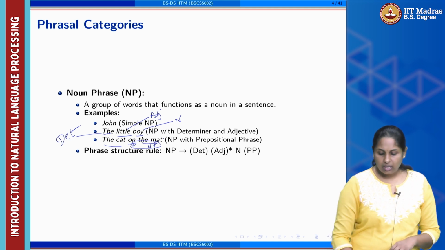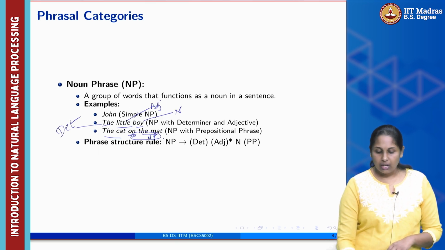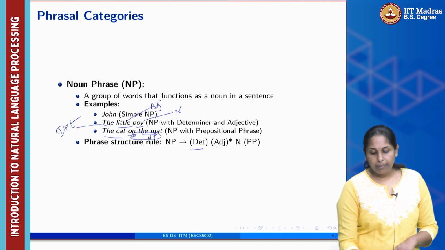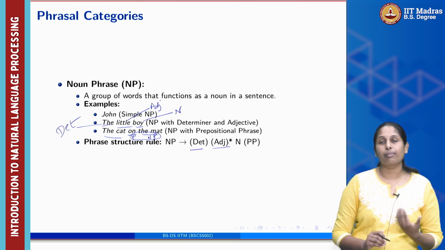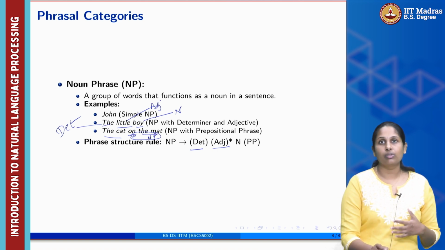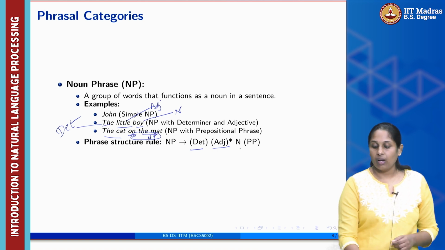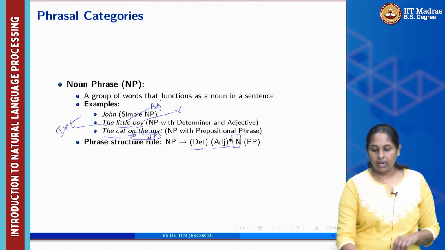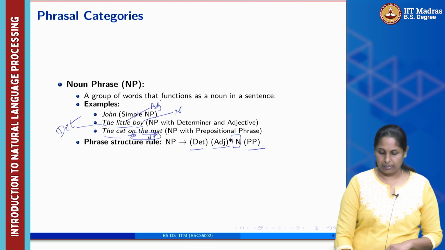So now the phrase structure rule, what we understood is NP can optionally have a determiner, NP can optionally have any number of adjectives. You can say the little, tall, beautiful girl or boy, and it definitely needs to have a noun, where you cannot drop it, and it can also optionally have a PP.